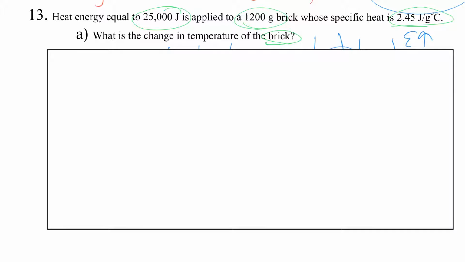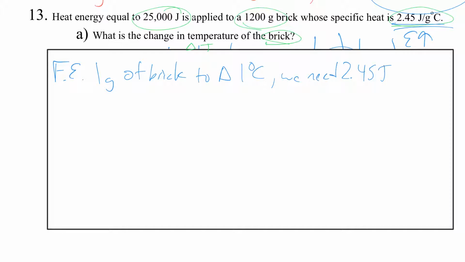I gotta tell you, the only time change in temperature of a brick is ever alluded to is in crazy science problems, right? But we don't know the delta T of this. So we know the specific heat. My eyes should light up when I see multiple units, because these multiple units give us a forever statement. They say for every 1 gram of brick to change 1 degree Celsius, we need 2.45 joules of energy. Okay. Well, if I had 1 gram and I only wanted to change it 1 degree Celsius, then this is how much energy I'd need. I'd be done.